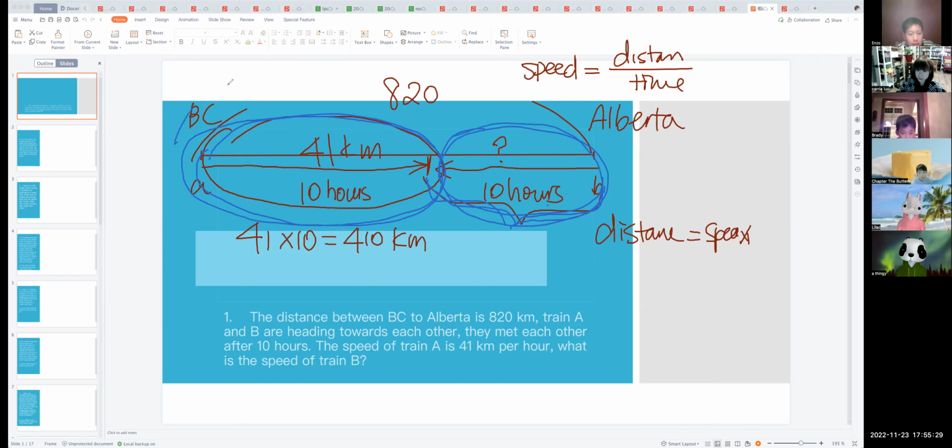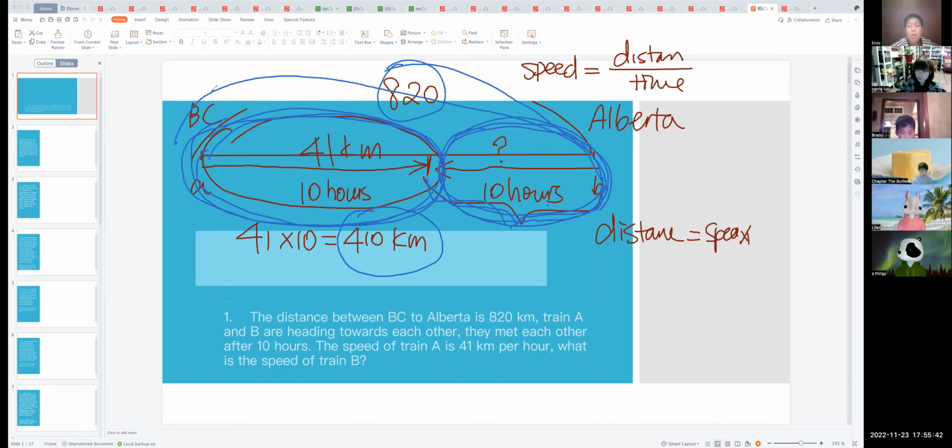So the total, Brandy, is 820. Get it? So this part is finished by train A, which is 410. So what is the distance that train B finished? Total minus train A, correct? 410. Very good. So 820 minus 410. Chapter, is that how you calculate? Yes. Okay, so 410.